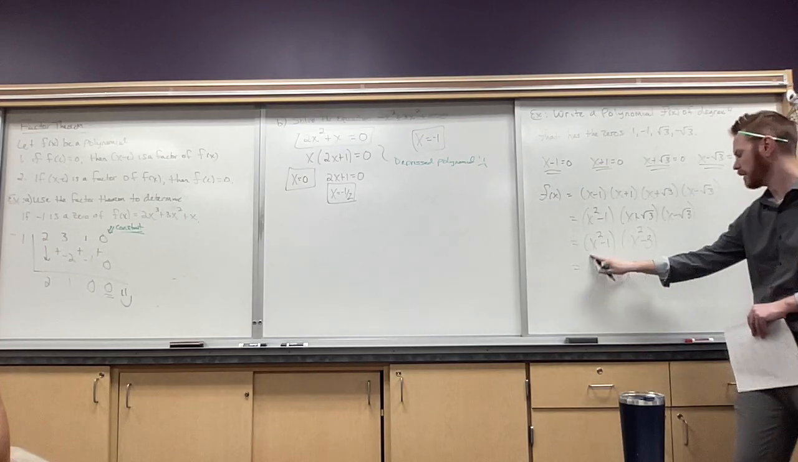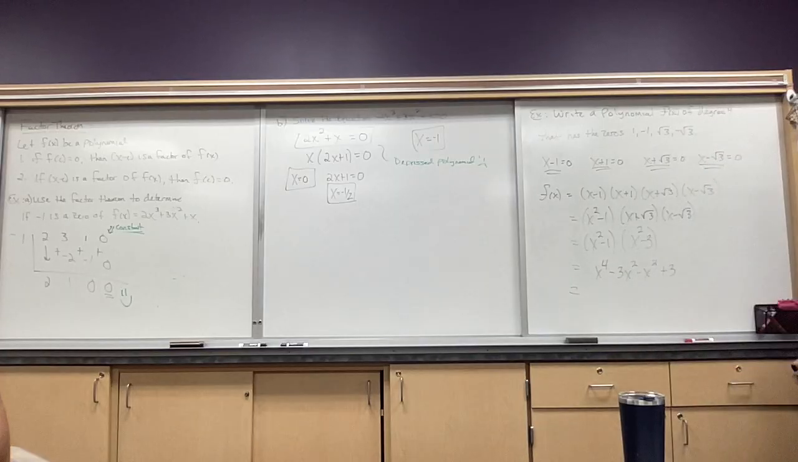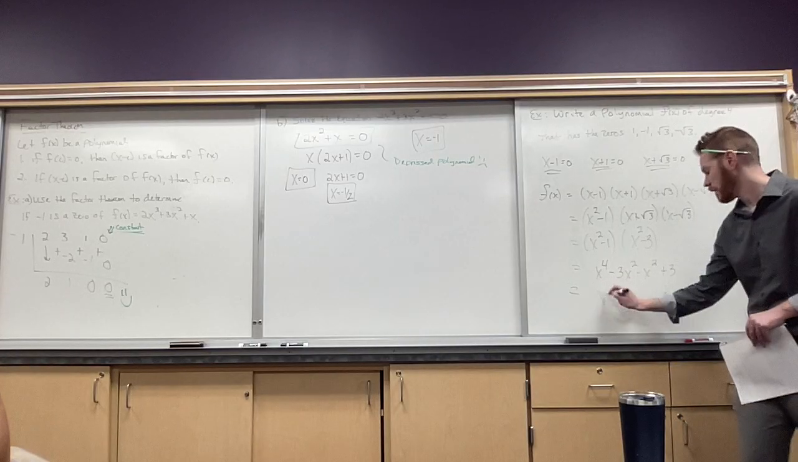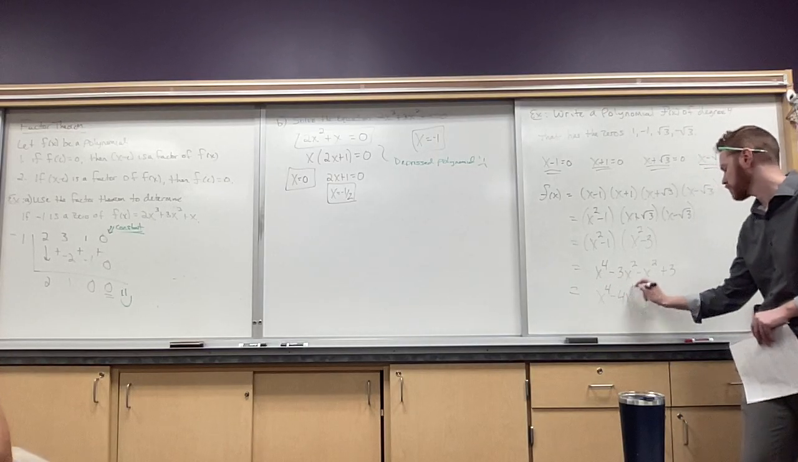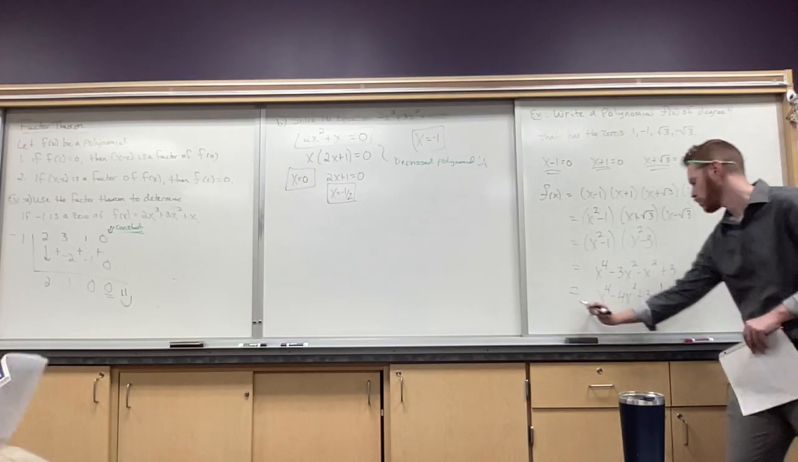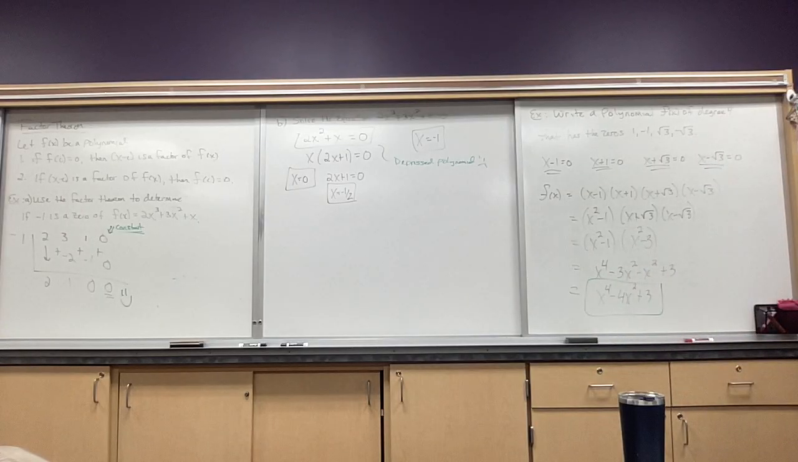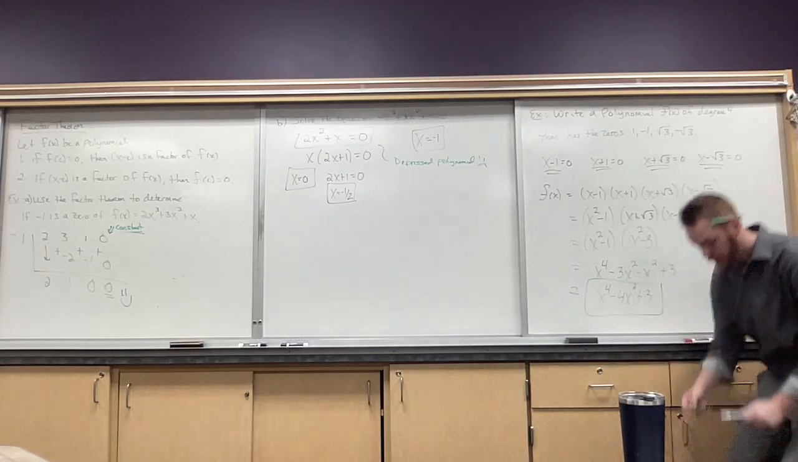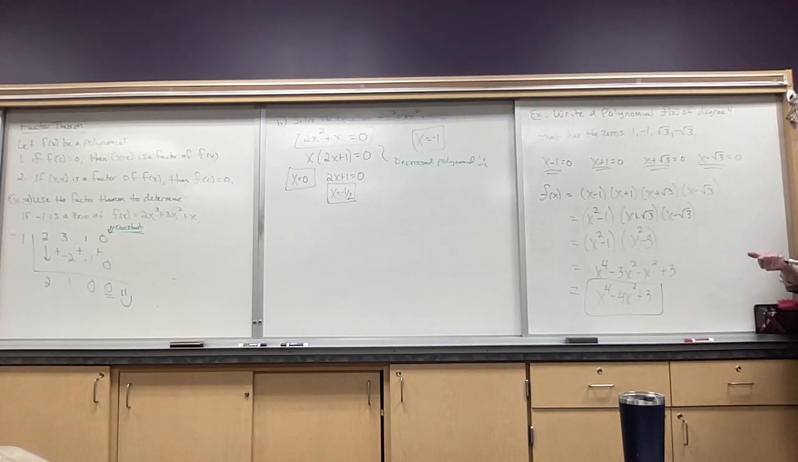We don't need parentheses anymore. And then combine terms. So x to the 4th minus 4x squared plus 3. And there we go. Now, I want to be very clear on something. This is one possible answer.